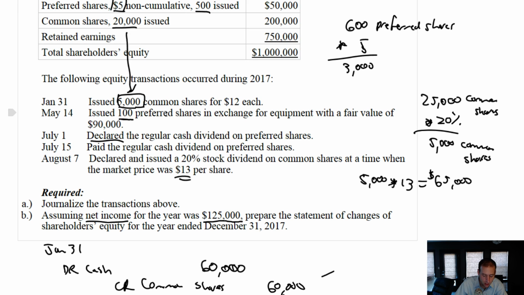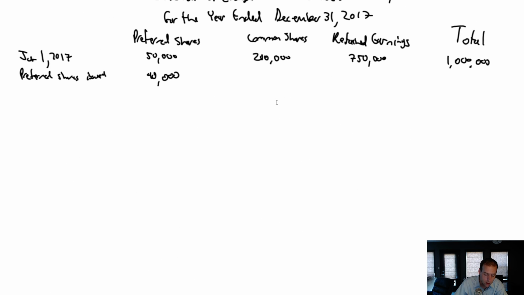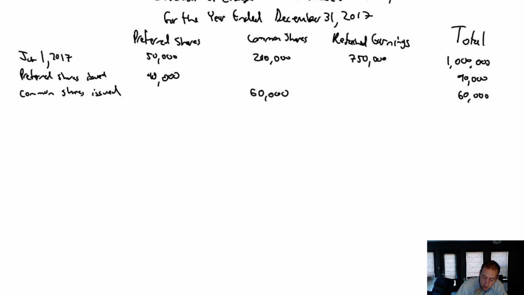Moving on to common shares. We did issue common shares. That was the first transaction, 5,000 shares for $12 a piece. We issued common shares, $60,000 worth. I should be totaling here, so our total preferred shares issued was 90. Our total common shares issued was 60.